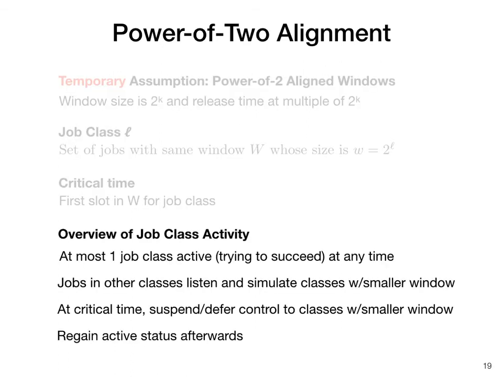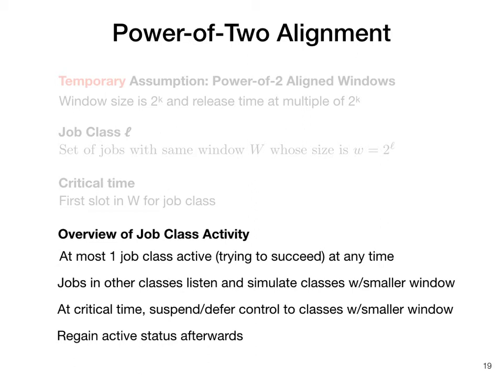The broad strokes of how jobs become active is as follows. At any given time, at most a single job class will be active, that is, attempting to send their respective data messages. Jobs in other classes will be listening and simulating classes with smaller windows. The critical time, again, the first slot of a job class's window, demarcates a point when a new job class might become active. This is where a class with a larger window will pause and listen for the presence of a class with a smaller window. Once these smaller window job classes are completed, then the suspended larger window class can reactivate and continue.